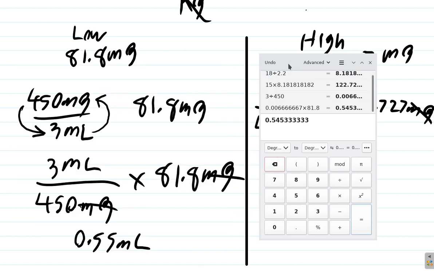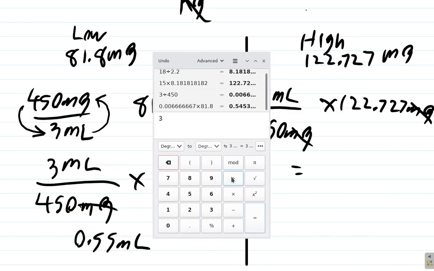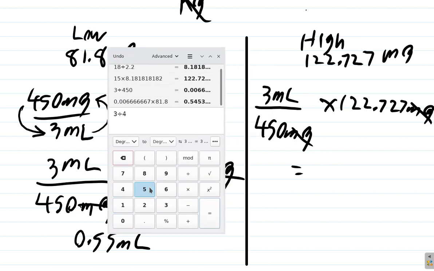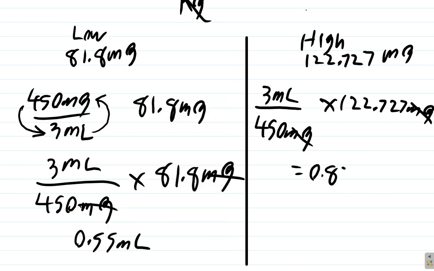We have 3 divided by 450 equals, and you multiply this by 122.727 equals 0.82 milliliters. 0.82 milliliters. All right, so here, this is the amount in milliliters.